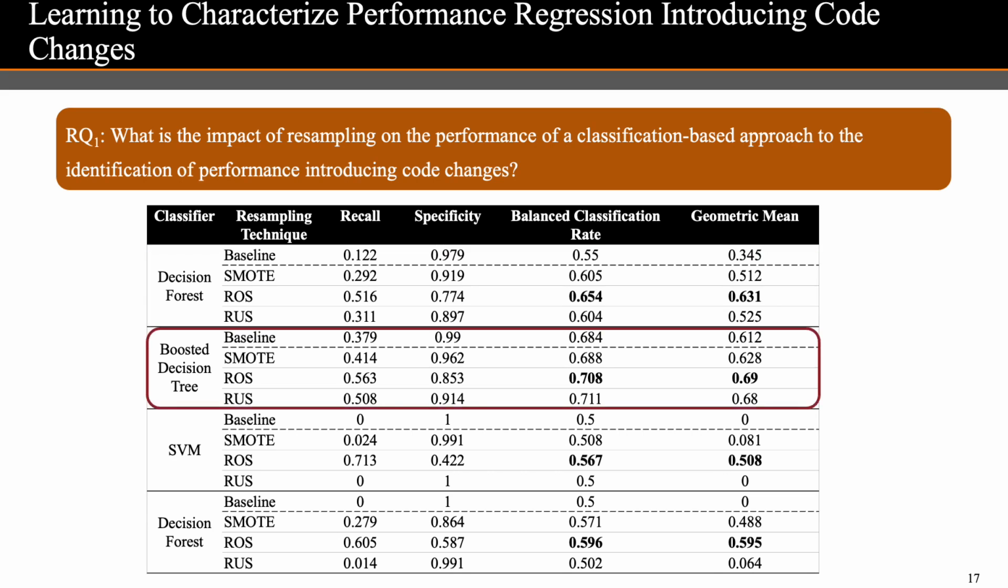Boosted decision tree models on a random oversampling dataset provide better results than decision forest in all metrics. The boosted decision tree classifier is balancing between the two classes, as the BCR value is showing. The geometric mean of boosted decision tree models with the random oversampling dataset proves our finding that the recall improvement did not affect the specificity as strongly as other models.